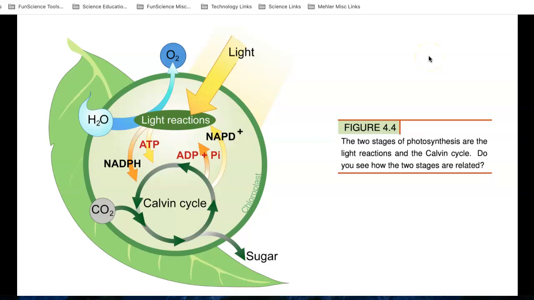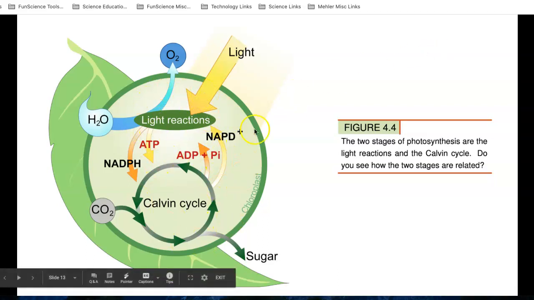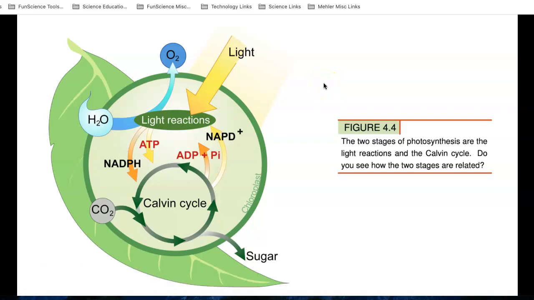So this is a really important diagram which shows the 2 phases or the 2 stages of photosynthesis. They are the light reactions and the Calvin cycle. Now you're going to see much more detailed pictures of this, but this is the one that I'll probably pull some questions from, so be very, very conscious of that. So let's take a look at this.